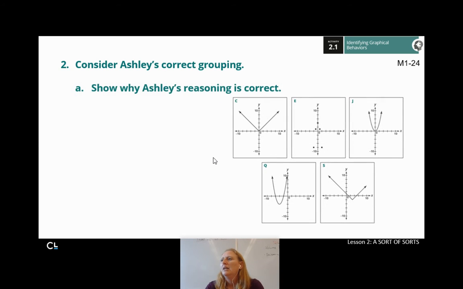All right, Ashley. Can you show me why Ashley's reasoning is correct? Can you draw those vertical axes of symmetry on each graph to show me that you can draw a line in the middle of the graph where the two sides mirror each other? Go ahead and hit pause to do that and then hit play to keep going.